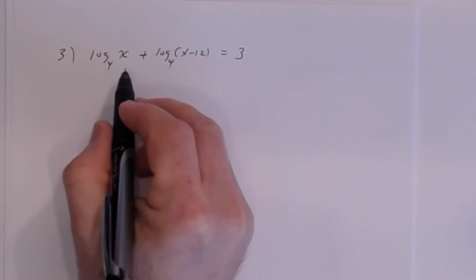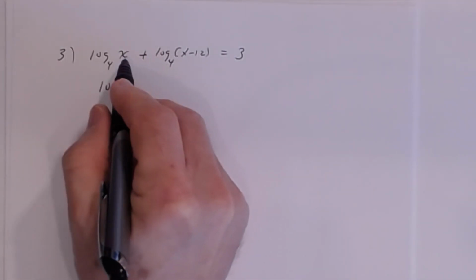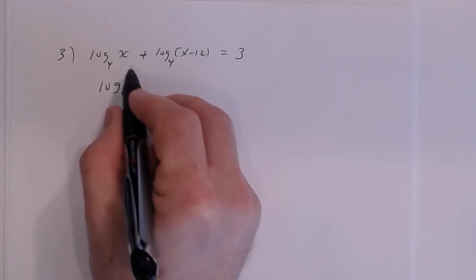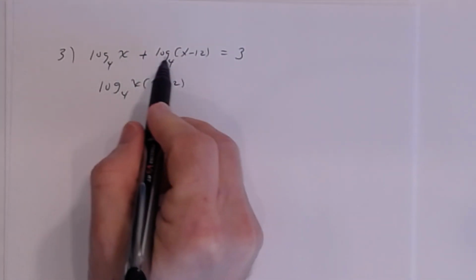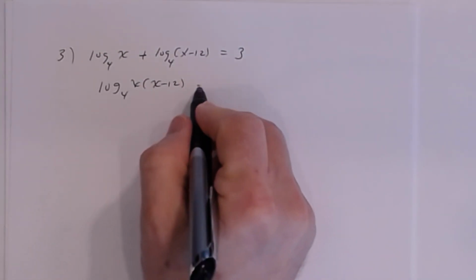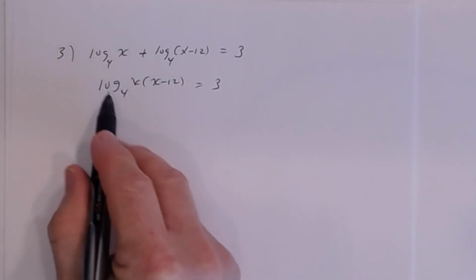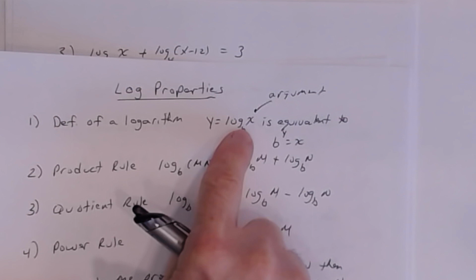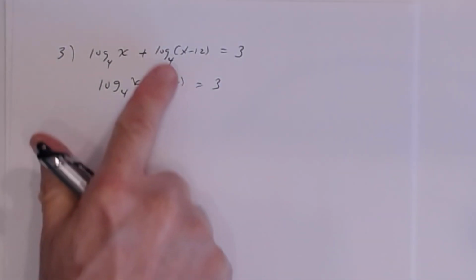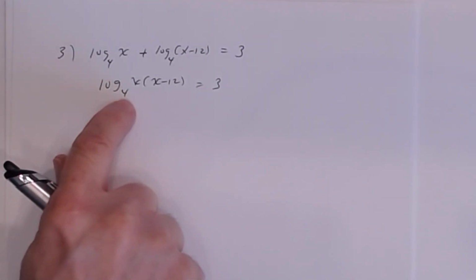So since the base is the same, this becomes the log base 4 of the product of the arguments. So it'll be x times x minus 12. The product, this times this, is what you see here. And then that's equal to 3. And now notice, I have a single logarithm. Once you have a single logarithm, you can now use this property. So I went from 2 logs to a single logarithm. Notice the base, you have to write the base. The base is important here.